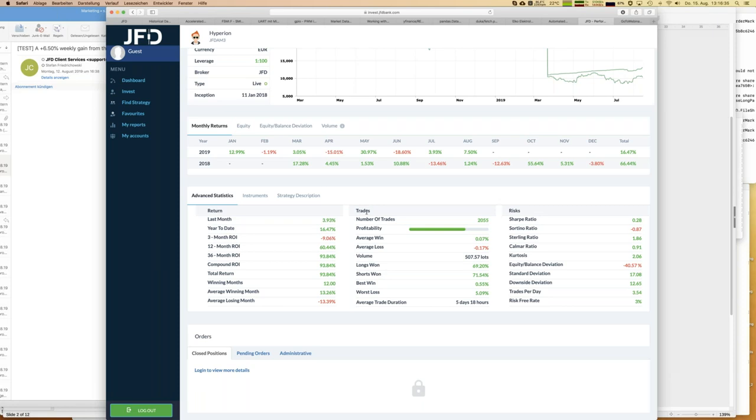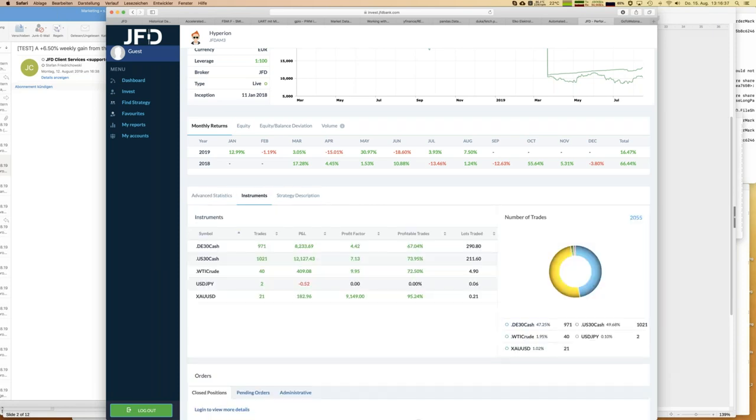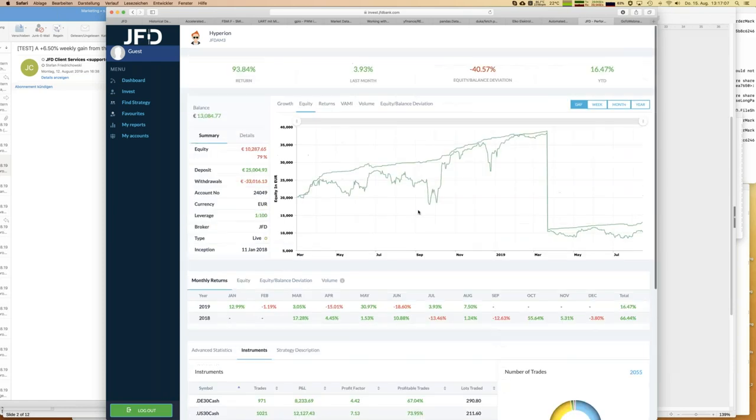And for me personally, it's important to know what kind of instruments are being traded, and that we offer as well. So therefore, you can see in this case, that strategy is mainly trading DAX and Dow Jones. And there are a few trades on other symbols, but it's more or less focused on the two major indices, the DAX and Dow Jones. Statistics is good. So lots of trades have been executed. So there's statistics behind, not just like five lucky winners or something like that. No. So everything looks good.